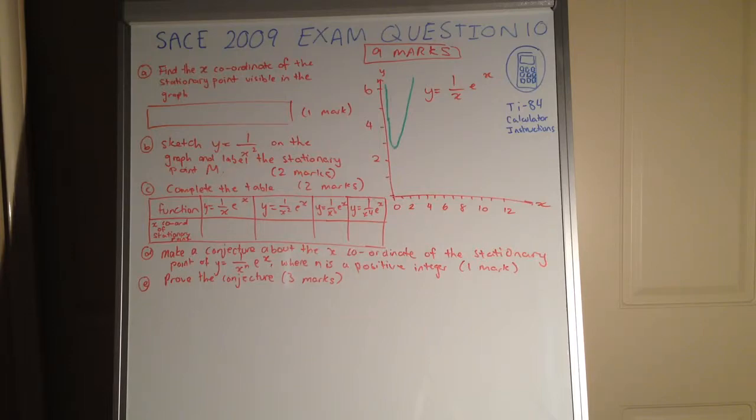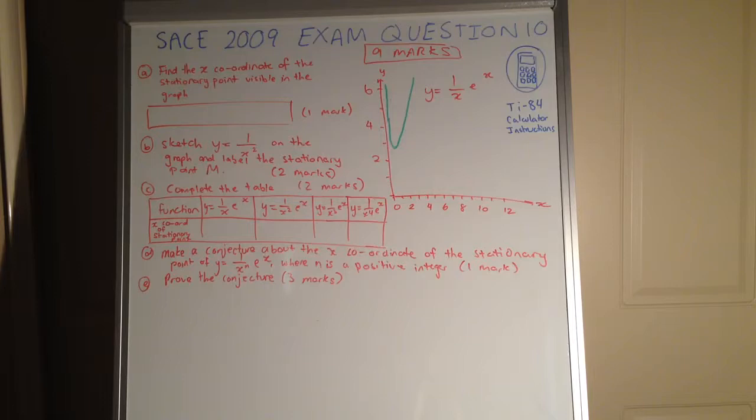And what the first question is asking us is to find the x-coordinate of the stationary point visible in the graph. So on this actual exam paper, you can see where the stationary point is, and you can have a pretty good guess of what the x-coordinate is. But just to be on the safe side, it's always good to verify your answer using technology. The good thing about this question is it says find, so we don't need to show what the x-coordinate is, we just need to find it, and find means that we can use technology to be able to come to a conclusion.